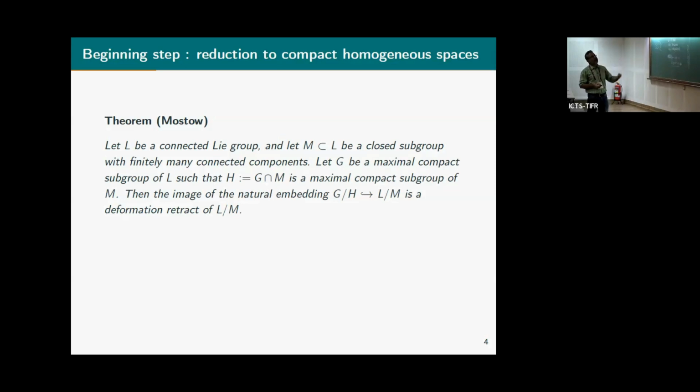But the first beginning step is the following theorem due to Mostow, which says that if we have a connected Lie group L and M a closed subgroup with finitely many connected components, and G a maximal compact subgroup of L, and suppose that G intersection M is a maximal compact subgroup of M, then this G mod H sits inside L mod M as an embedded submanifold, and not just that, it's going to be a deformation retract of L mod M. So the problem in the general Lie group setting boils down to the setting of compact homogeneous spaces, and this is the first step.